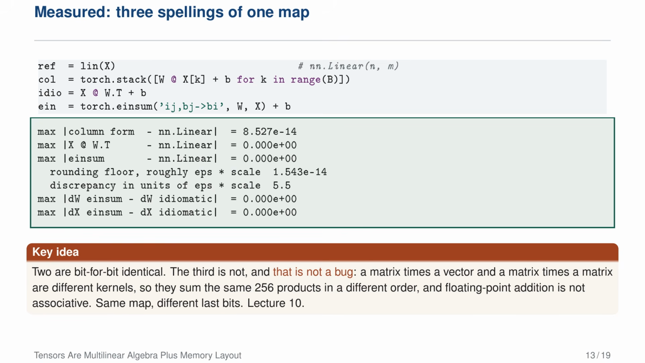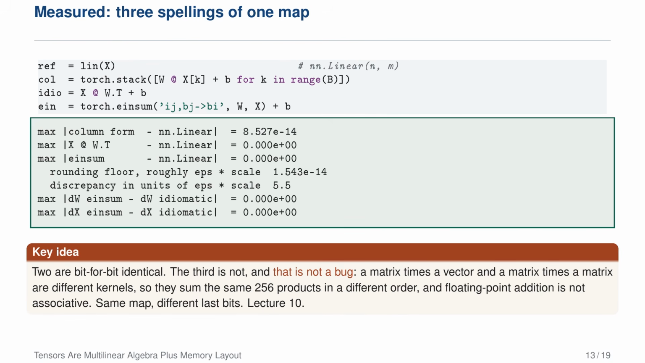Here is the verification frame, and it has a surprise in it. Four lines: the library's own linear layer, the column form applied one sample at a time, the idiomatic batched form, and the einsum form. Against the library, the idiomatic form and the einsum form agree exactly to the last bit, and so do their gradients. The column form does not. It differs by about 8 in 10 to the minus 14. That is not a bug, and it is worth understanding why.